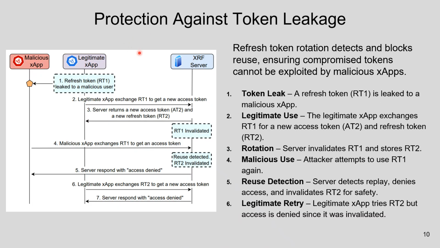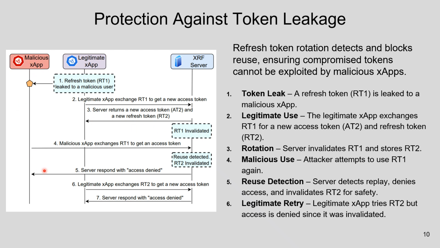We can explain how the token rotation is going to provide protection against token leakage in our xApps environment. So here we have a malicious xApp who has a hijacked token. And as you can see in this diagram, once the legitimate xApp requests a new access token, the server is going to invalidate the old token and also it's going to keep track of this.